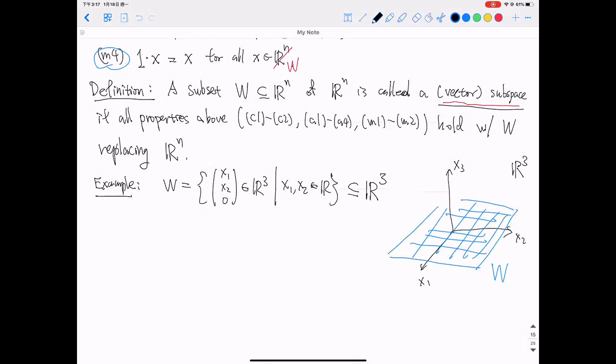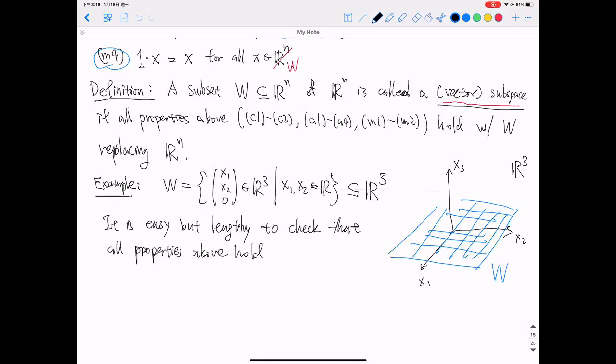Okay, and it is easy but tedious, let's say lengthy, to check that all conditions of all properties above hold for W. Okay, so W is a subspace of R3.